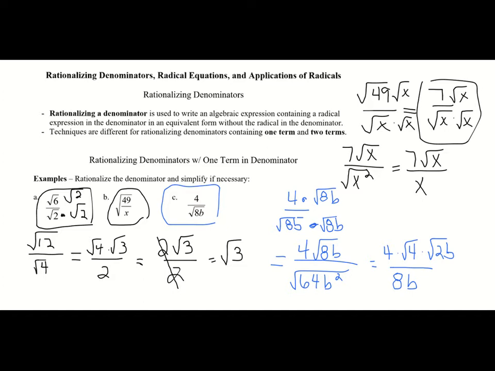So when I simplify that, I'm going to have 4 times 2, because the square root of 4 is 2, times the square root of 2b, all over 8b. And my final answer will be 8 square root 2b over 8b. Now, hopefully you can see we can still do a little bit more simplifying here. We can see those 8s will cancel. So I end up with the square root of 2b over b. And that will be our final answer there.